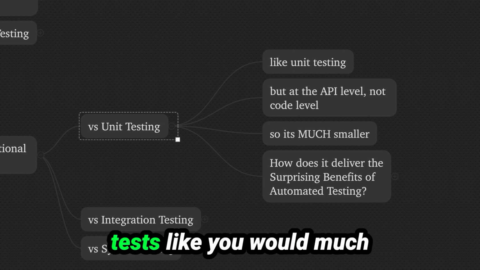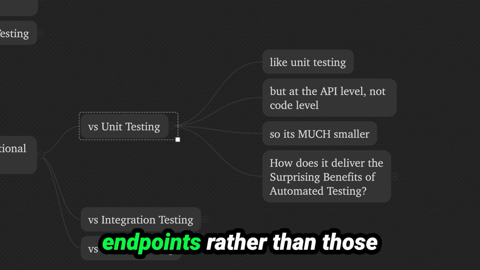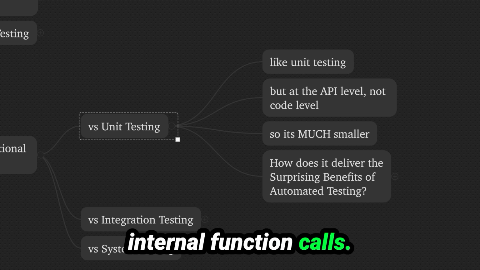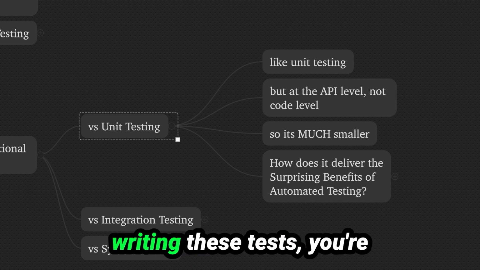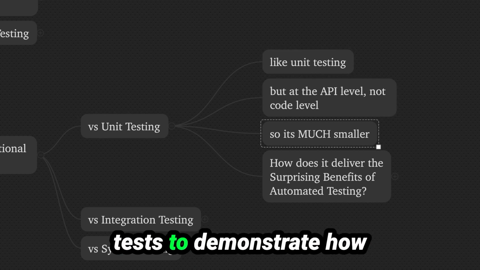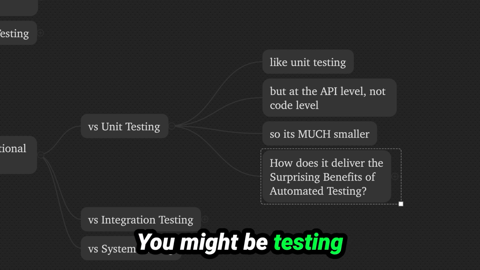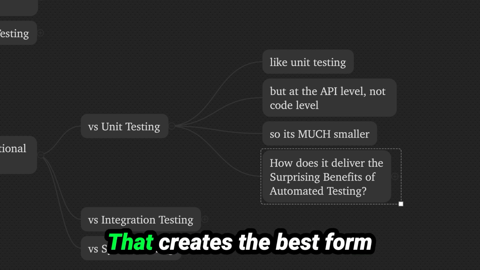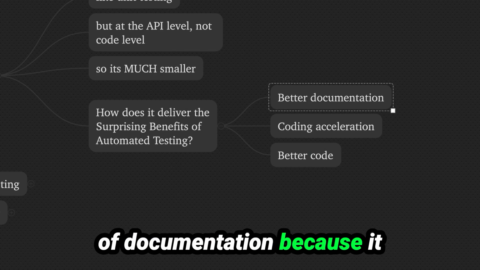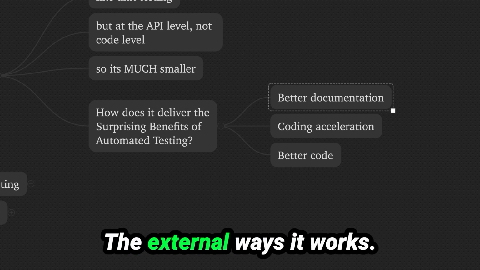You should write your tests like you would write unit tests, but you're using the API function call endpoints rather than those internal function calls. Further, when you're writing these tests, you're going to write these tests using the API. You should be writing your tests to demonstrate how the API should be used or how it should not be used. You might be testing error cases and so forth. That creates the best form of documentation because it documents how the system works from the outside. That's the external requirements, the external ways it works.